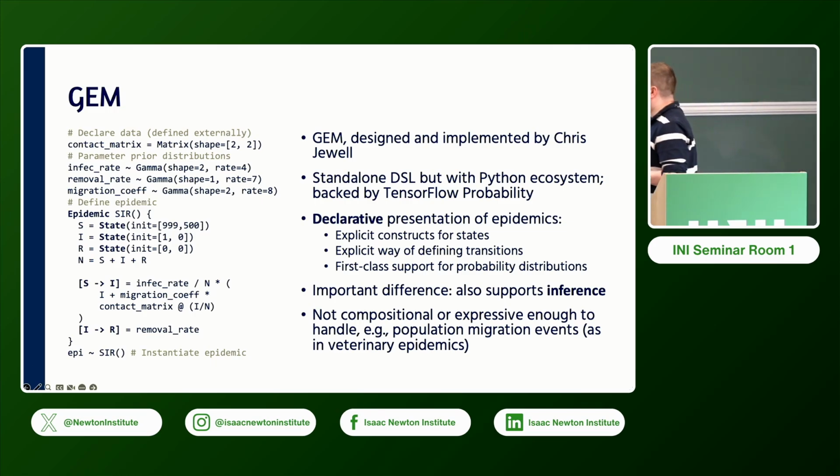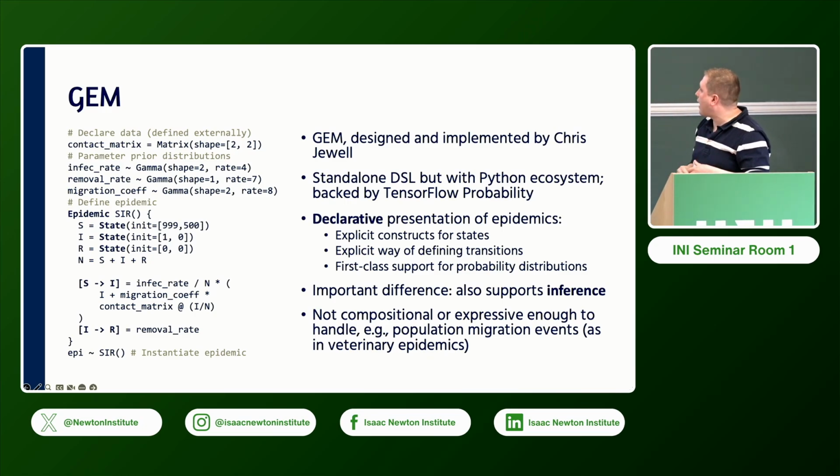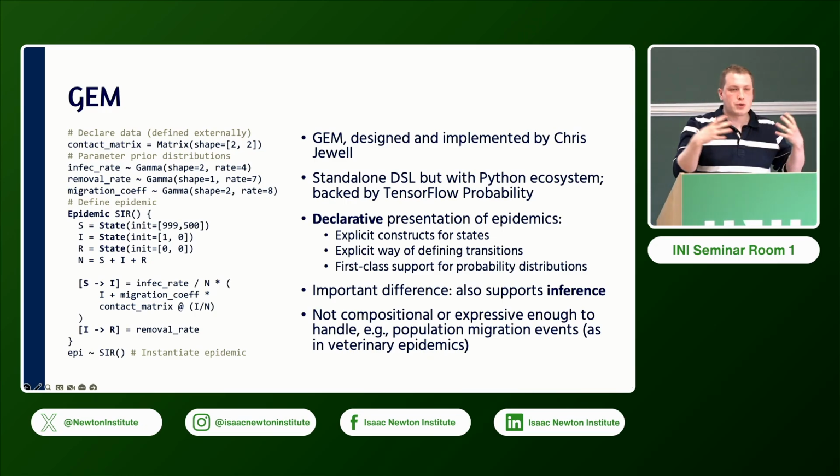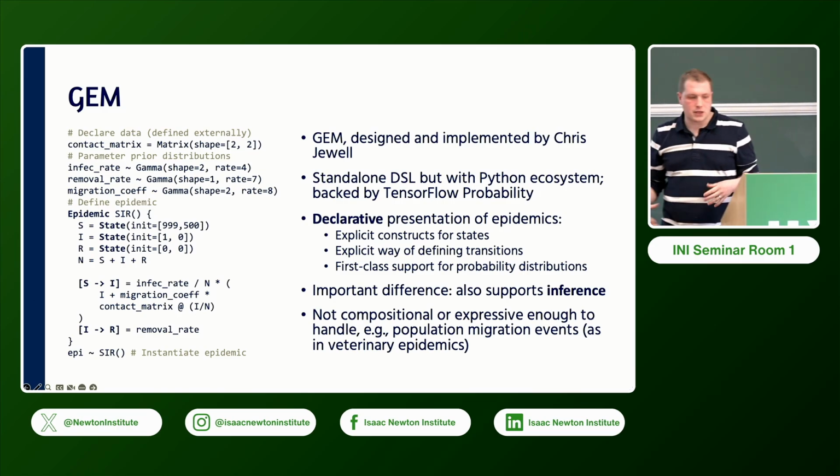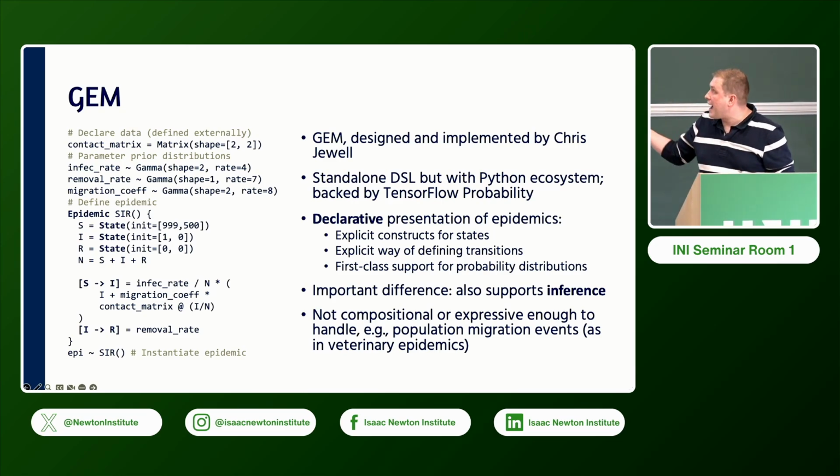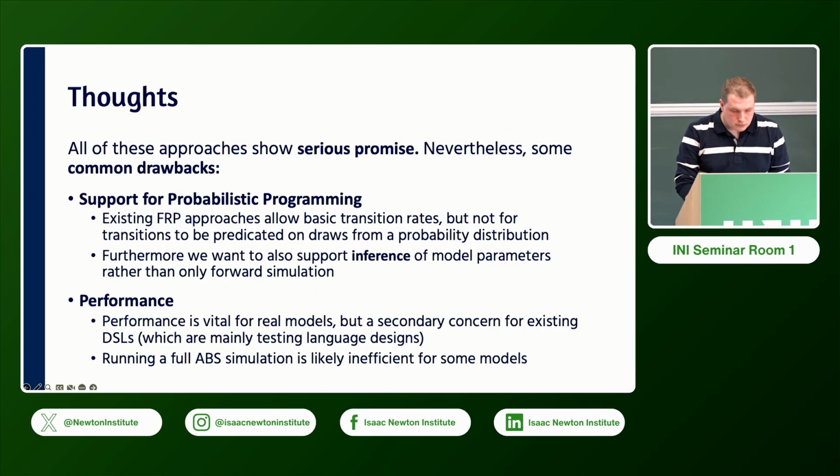Now, GEM is a really good step in this direction, but at the moment it's not compositional, so we can't create bigger epidemics out of smaller ones. And it's not quite expressive enough to handle things like population migration events. So things like veterinary epidemics, where we've got a bunch of different farms, maybe some infected animals go, and so on. We can't quite do that in GEM just yet.